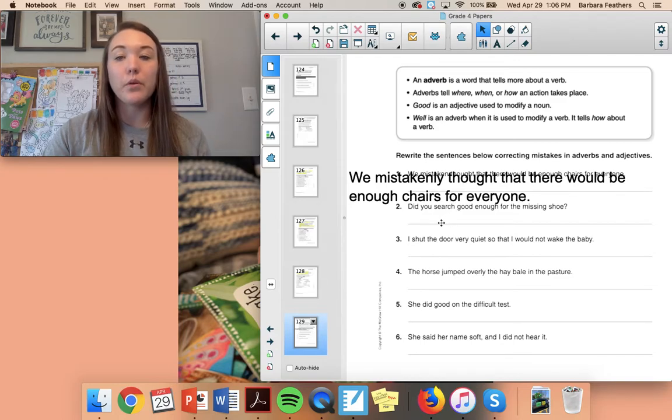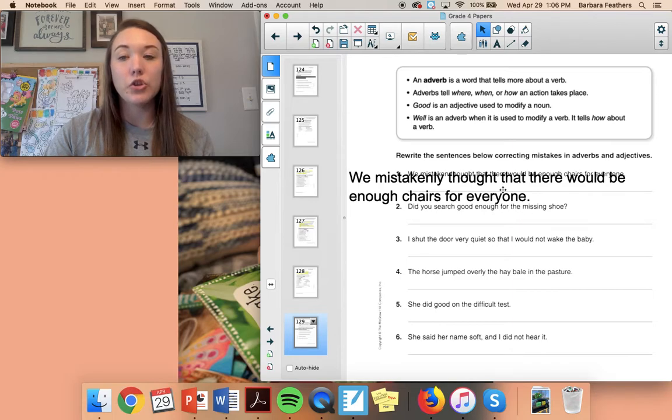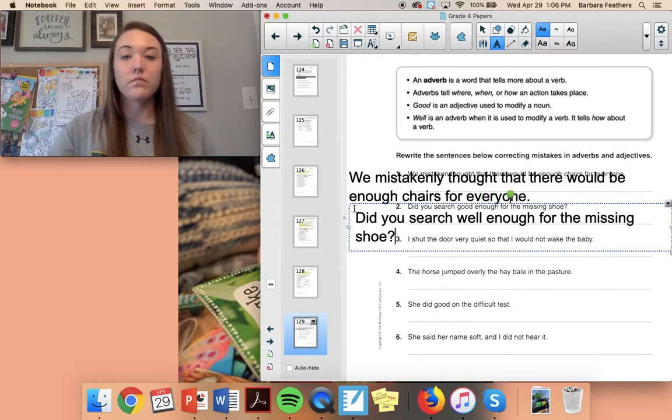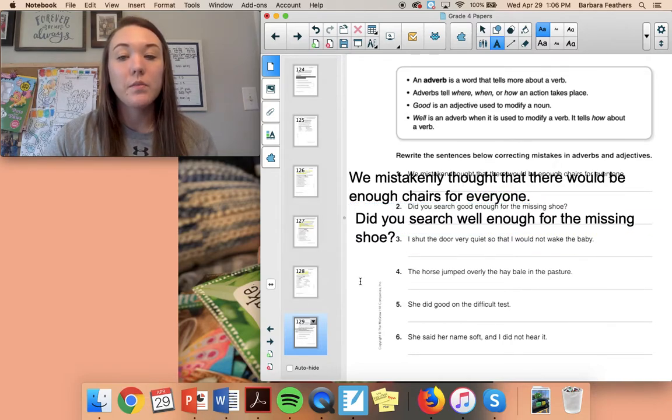Let's also do number 2. Did you search good enough for the missing shoe? This has a mistake with an adjective. Good in this sentence should be well. You will complete this page with the same directions for 3 through 6. Again, after you're done, you can take your grammar quiz.